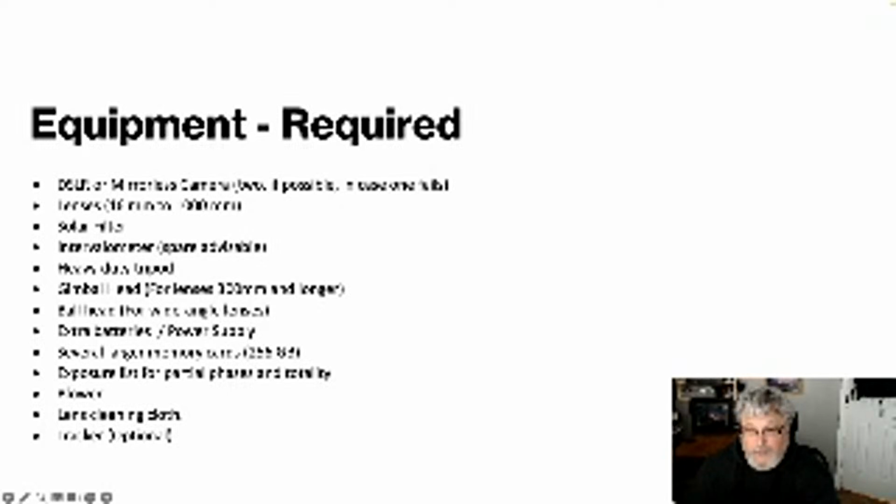A solar filter is absolutely mandatory. Without a solar filter, you cannot shoot the eclipse. You will fry your sensor. An intervalometer is critically important so you can time how frequently your shots are going. A heavy-duty tripod. The number one reason that people miss eclipse shots is due to going out of focus or vibrating their camera. Our strategy tries to minimize all of that, but a heavy-duty tripod is going to really help you if there's any wind.